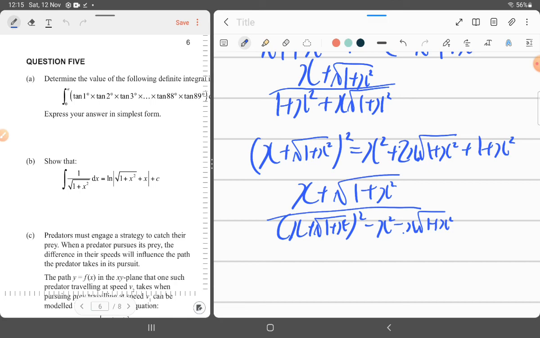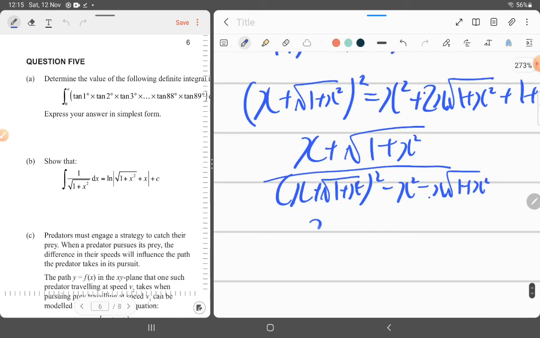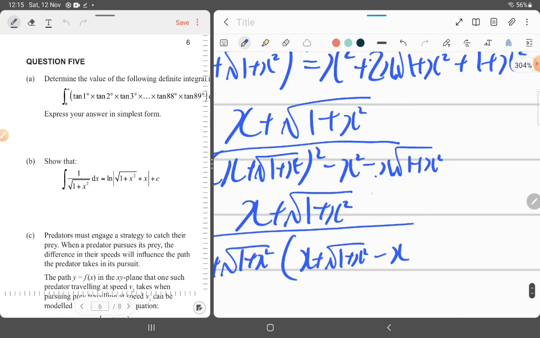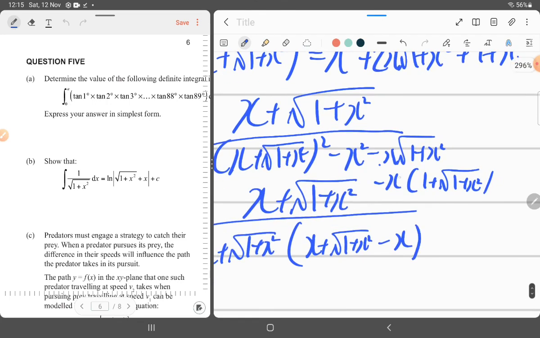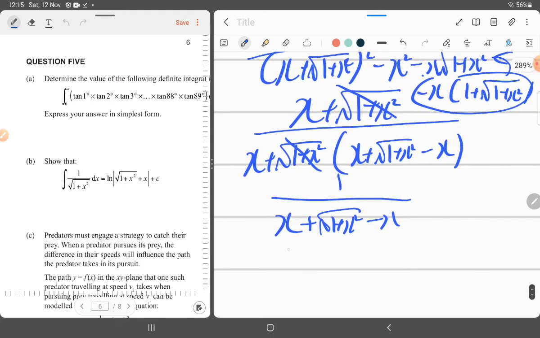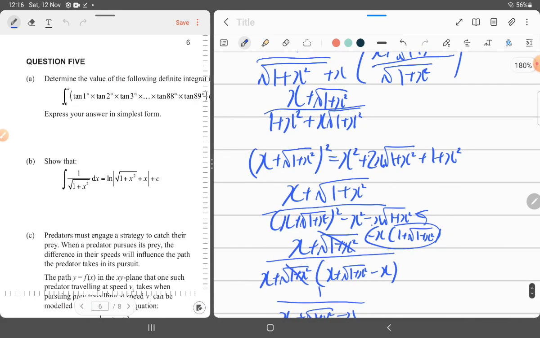Then, right, what did I do? Then x plus square root of 1 plus x squared minus x. Yeah, actually this is just minus x. So 1 plus square root of 1 plus x squared, so minus x. This is just this. So then we just cross these out. So 1 over x plus square root of 1 plus x squared minus x is equal to 1 over square root of 1 plus x squared, which I know, I felt like a giga chad when I did this.